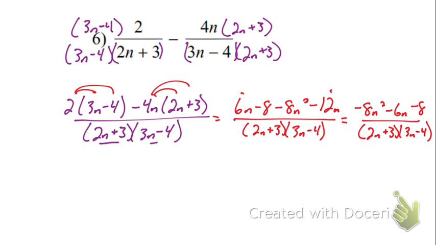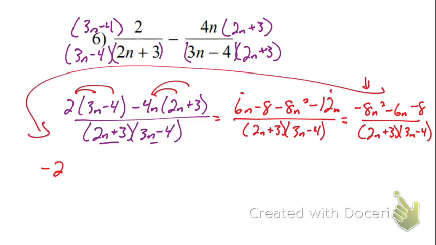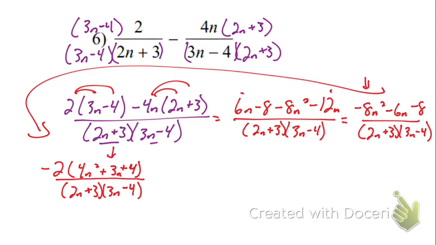So then up top, I know I can factor out a negative 2, so I'm going to do that first. When you take out a negative 2, you're left with 4n squared plus 3n plus 4. When you take the negative 2 out, you have 2n plus 3 and 3n minus 4. So nothing else you can really do there. I don't think you can factor this. So that is going to be your answer. Done.